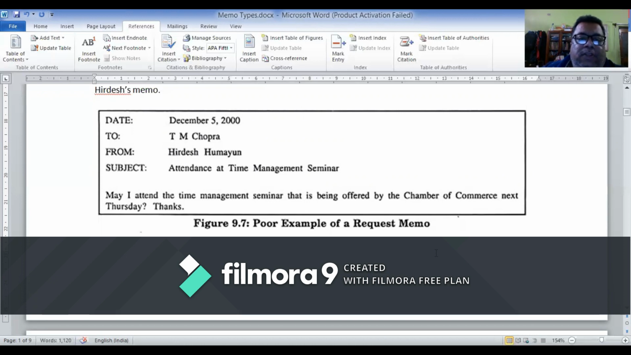So you can see that this memo, which is not very well written, has just 2 lines. The first 4 lines, of course, is the general format, where you have the date, the name of the sender, and the recipient, and of course the subject. But the crux of the memo lies in those 2 lines at the bottom, which says, "May I attend the time management seminar that is being offered by the Chamber of Commerce next Thursday?" And it ends with a thanks.